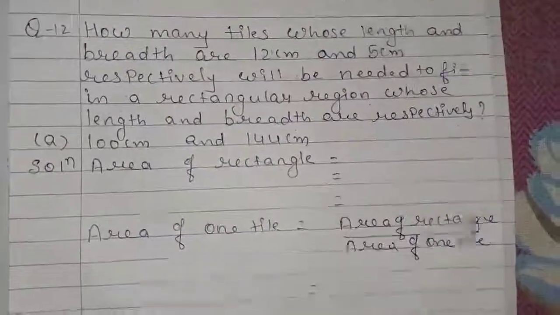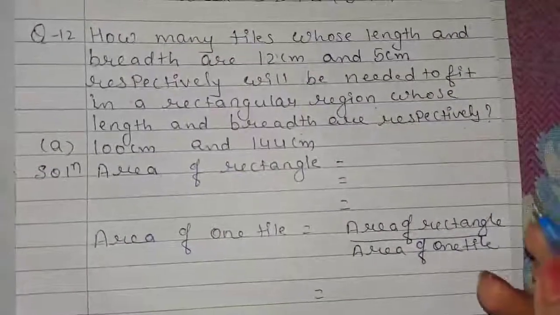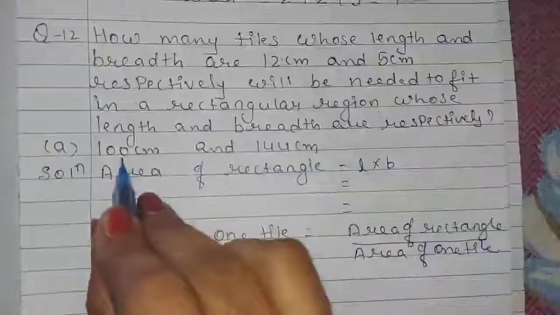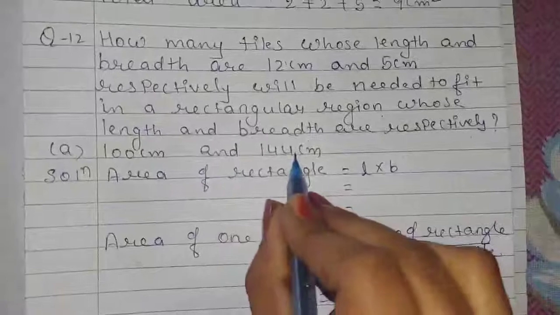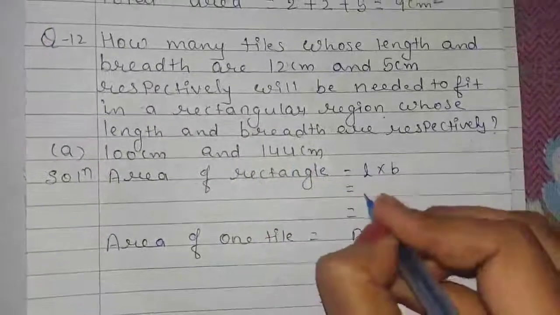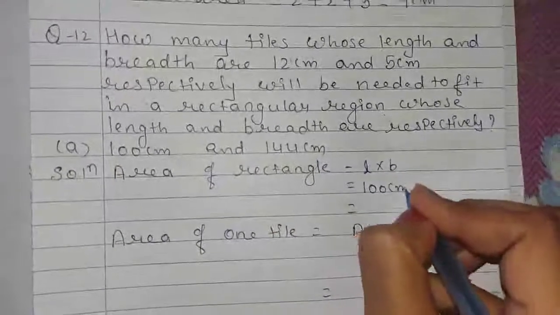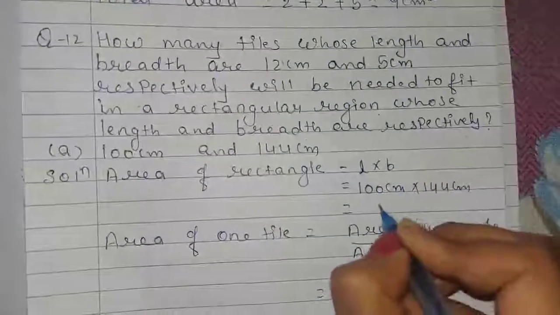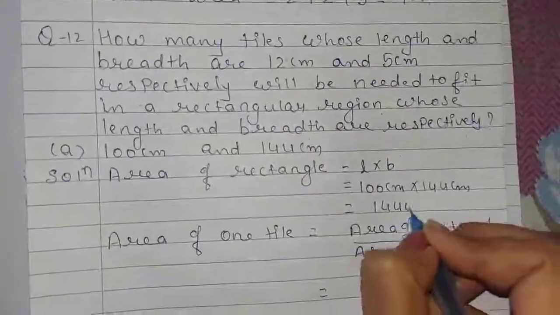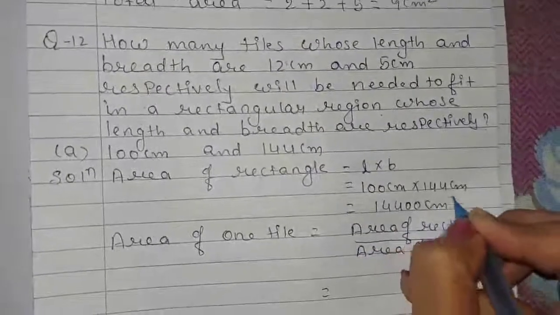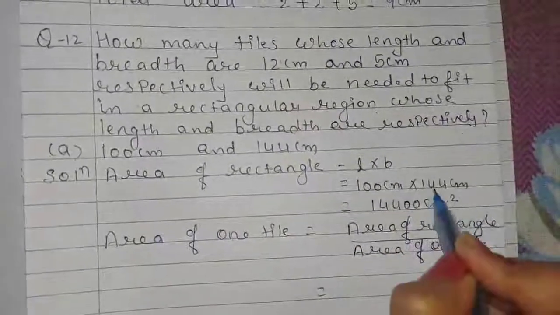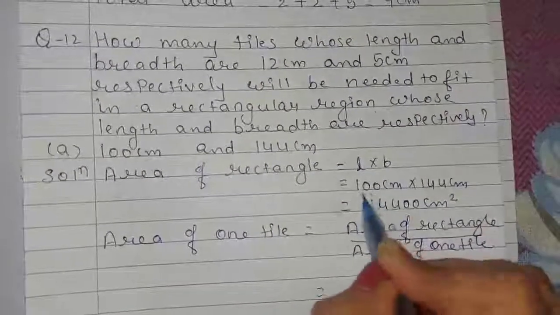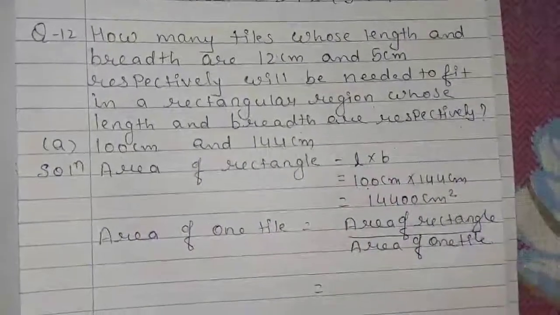So first of all, area of the rectangle equals length multiplied by breadth. And what is given in the question? 100 cm and 144 cm. So 100 cm multiplied by 144 centimeter equals 14,400 centimeters square. Now how is it? 144 multiplied by 1 is 144 and we have added these two zeros.